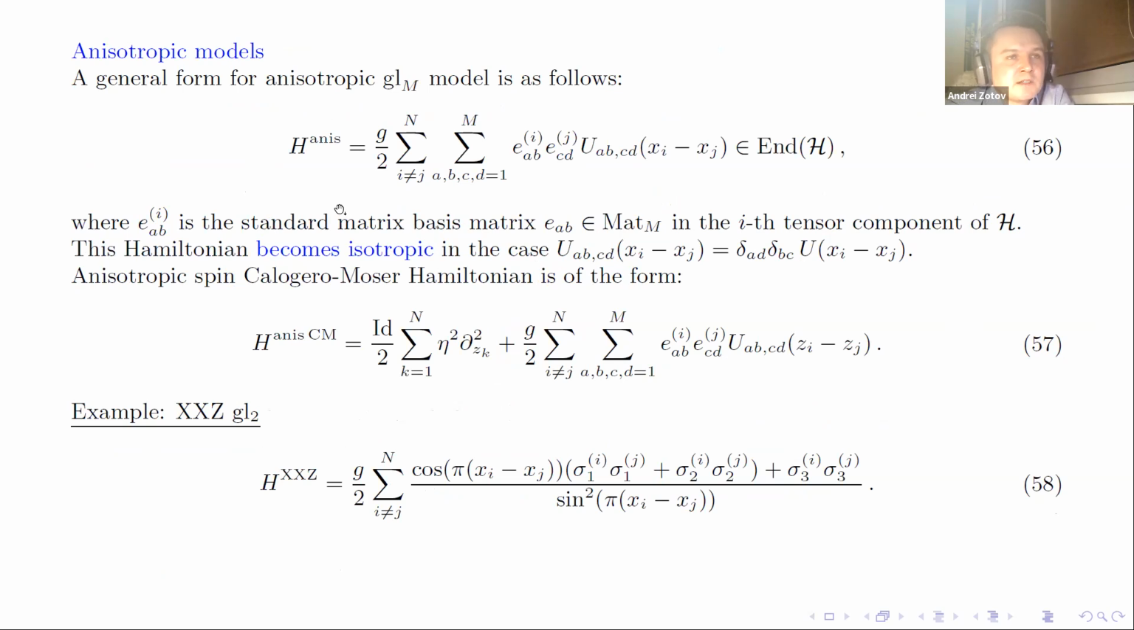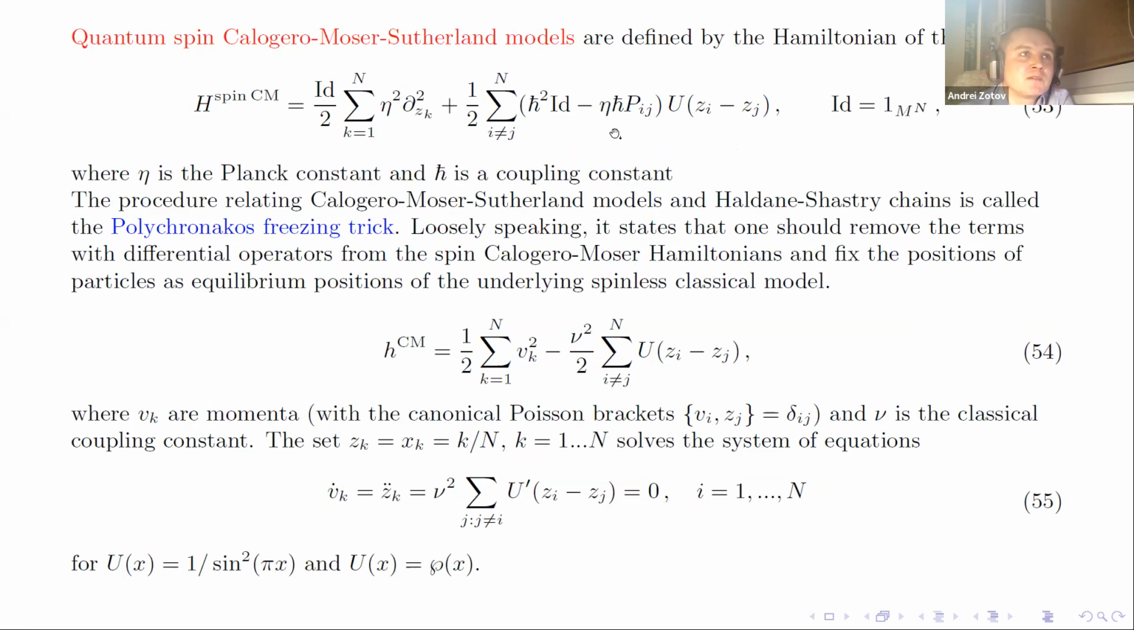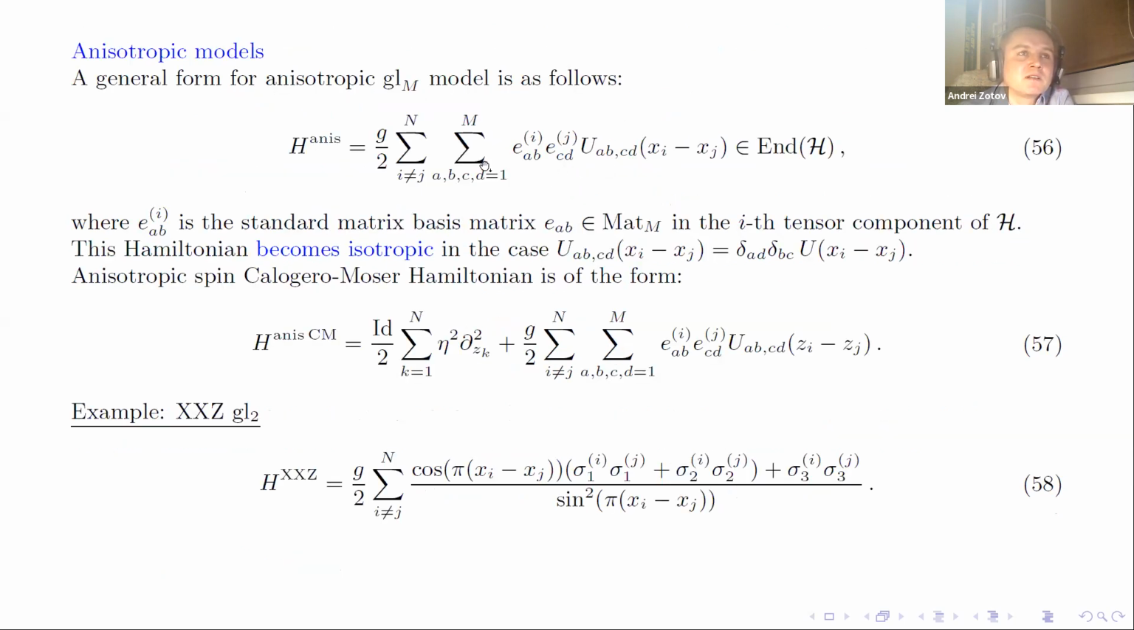Similarly, we can, of course, apply the freezing trick to anisotropic models. What is an anisotropic model? An isotropic model is, for example, this one, when we have permutation operators here. By anisotropic models, I mean that the interaction depends on internal indices as given here. And in the particular case, when this expression is proportional to Kronecker symbols, then it turns into the product of a permutation operator times some potential. But in the general case, it is not.